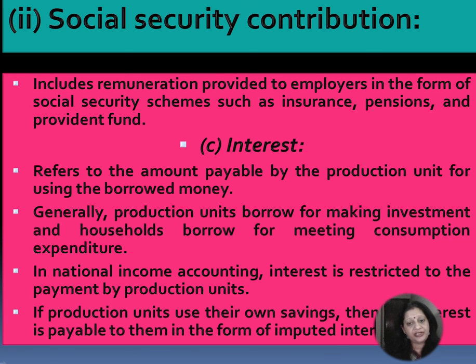Generally, production units borrow for making investment and households borrow for meeting consumption expenditure. In national income accounting, interest is restricted to the payment by production units. In production units, we have nothing to do with the interest. If production units use their own savings, then the interest is payable to them in the form of imputed interest.